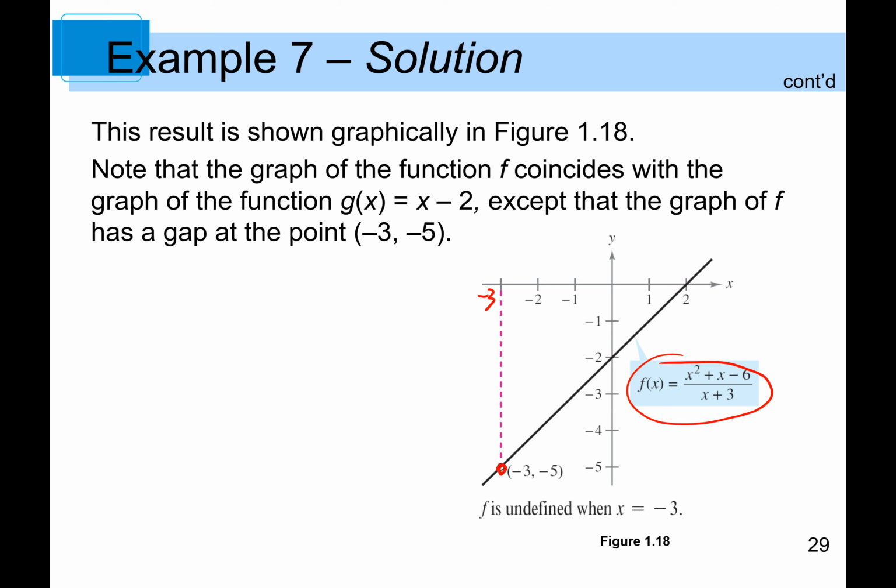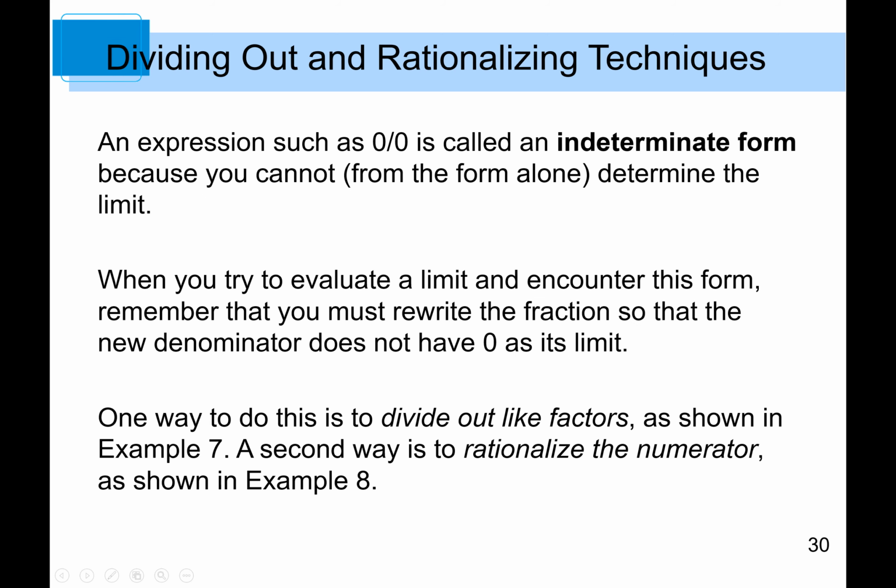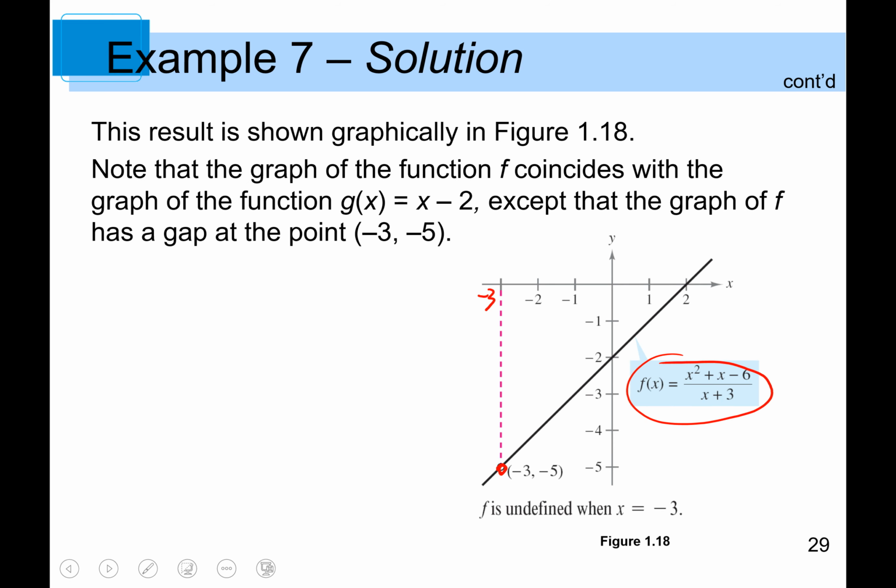So we can do a transformation into another function, g of x, which is x minus 2. After that, it's x minus 2, which is basically a linear equation with a hole, right? Then we do the substitution, and the limit approaches -5 when x approaches -3.